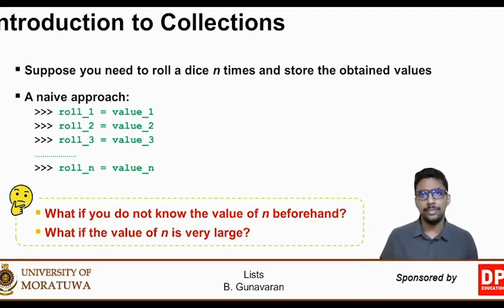First, what if you do not know the value of n beforehand? Let's say you develop a program where users can store the things they buy in a supermarket. One day they might buy 10 things, and another day they might buy 100 things. Hence, we cannot decide how many variables we need in advance. Second, what if the value of n is very large, say n is equal to 10,000? Creating and managing 10,000 variables is a difficult task. So, what is the solution to these problems?